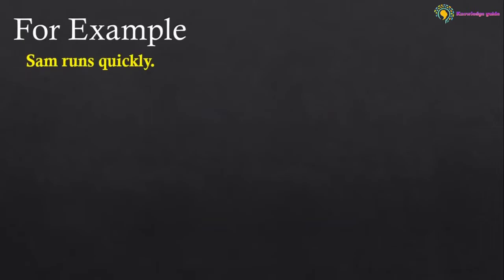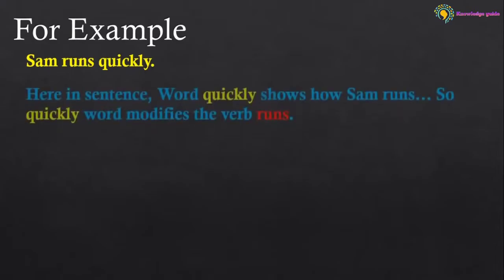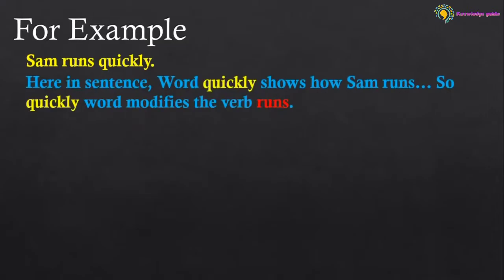Sam runs quickly. Here, Sam is the noun, runs is the verb, and quickly is the adverb. If we define it in the sentence, the word quickly shows how Sam runs. So the word quickly modifies the verb runs. Let me give you another example so that you can understand better and find the difference between the words used as adverbs.